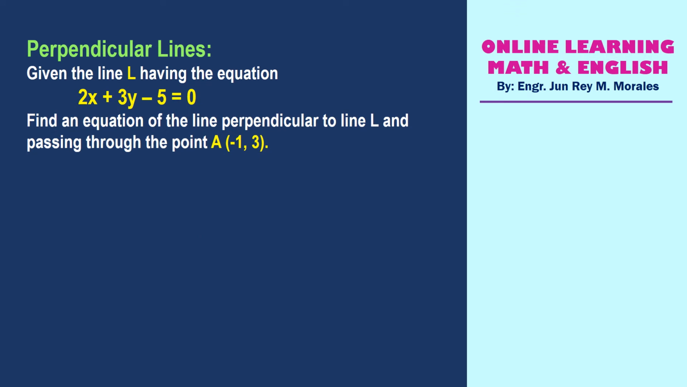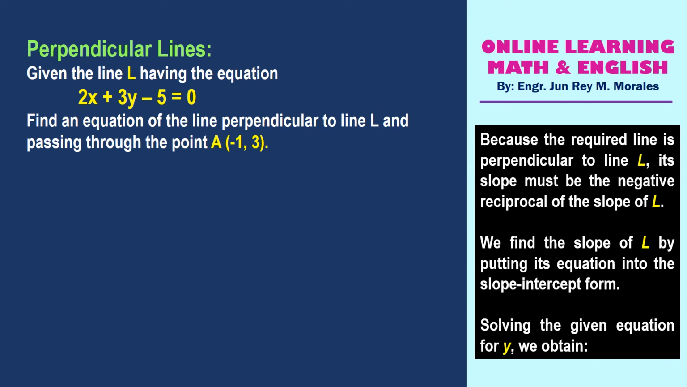Let's solve this problem involving two perpendicular lines. Given the line L having the equation 2x plus 3y minus 5 is equal to 0. Find an equation of the line perpendicular to line L and passing through the point A(-1, 3). Because the required line is perpendicular to line L, its slope must be the negative reciprocal of the slope of L. We find the slope of L by putting its equation into the slope-intercept form.